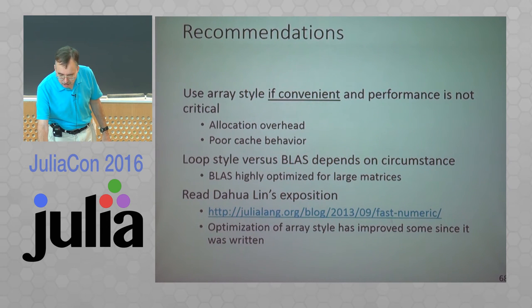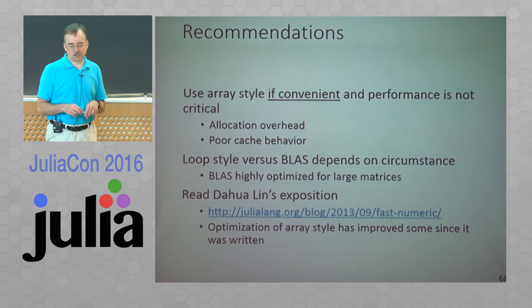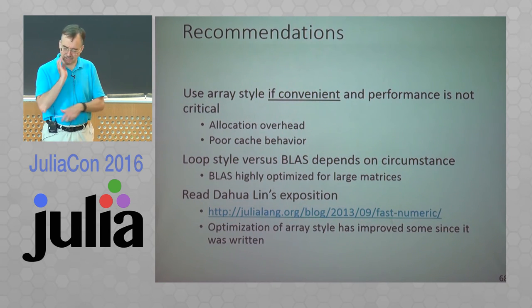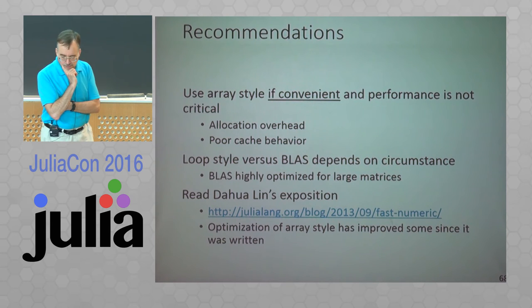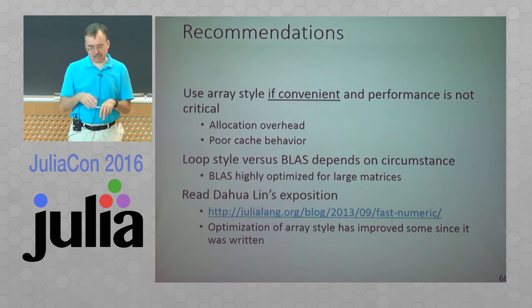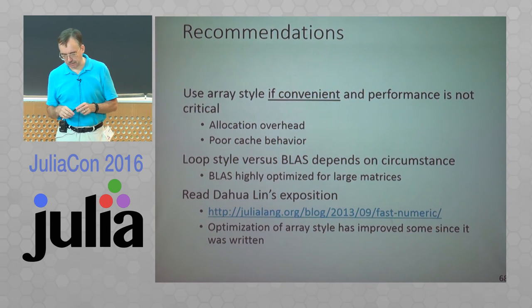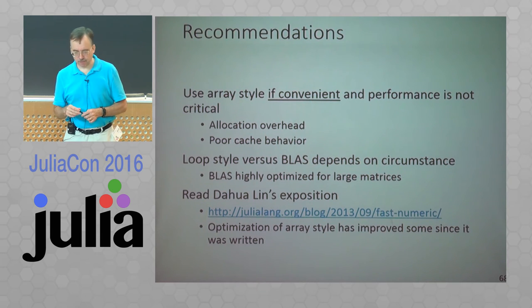Let's see, anything else I want to say? Okay, and there's a link about array style versus scalar style, I think, about the vectorized macro, the devectorized macro. And I think the gap is closing. It's better with 0.4 than 0.3, and I have been following lately, but I certainly hope 0.5 is closer.